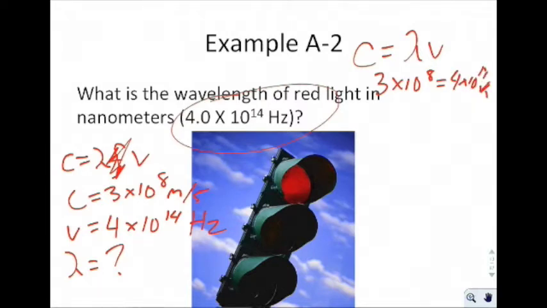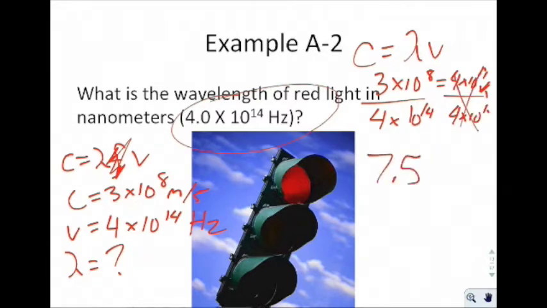At that point, you would take both sides and divide by 4 times 10 to the 14th. When you do that, you cross this out and you end up with 7.5. The reason why it's 7.5 is 3 divided by 4 is 0.75, but we need to put it in scientific notation, so that's why I reported it as 7.5. The next thing you do is divide these, so you actually subtract exponents. Whenever you take 10 to the 8th divided by 10 to the 14th, you get 10 to the negative 6th. But remember, this was originally 0.75, so the fact that I moved it over 1, this needs to move over 1 as well, and you get 7.5 times 10 to the minus 7th meters.